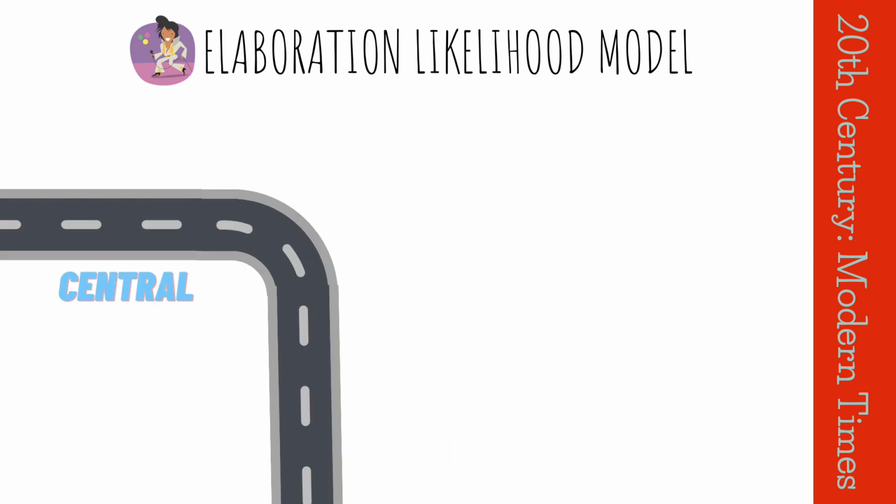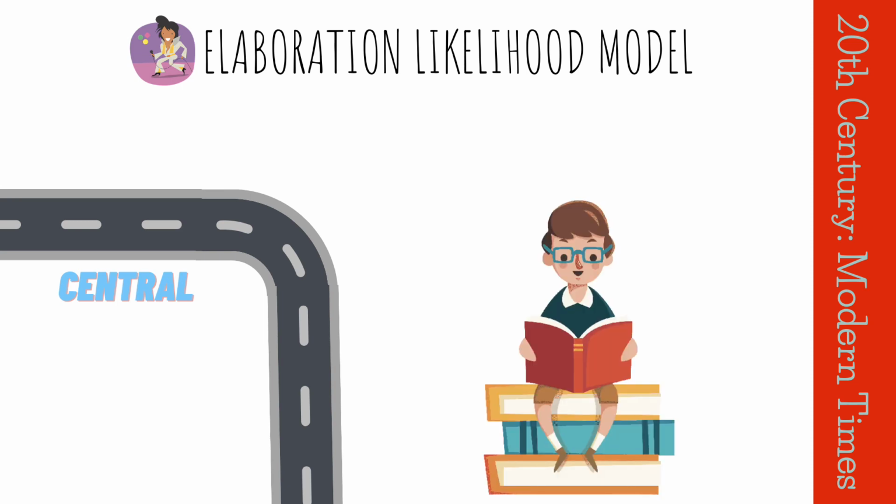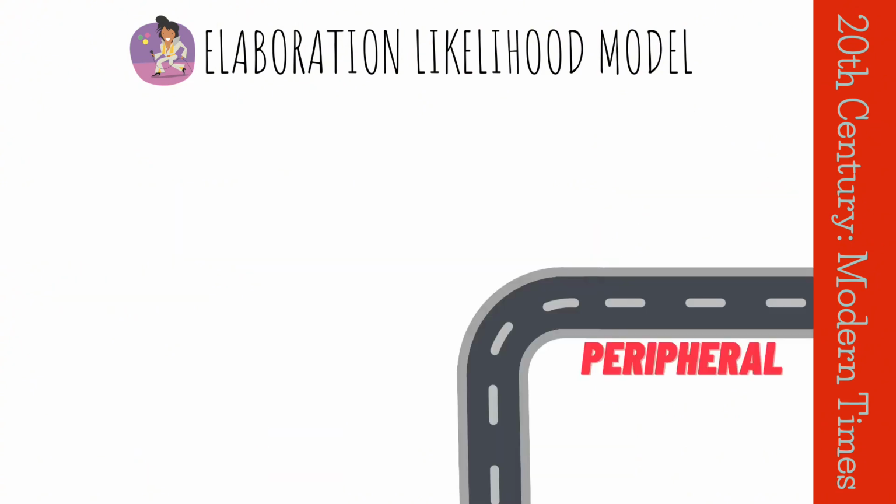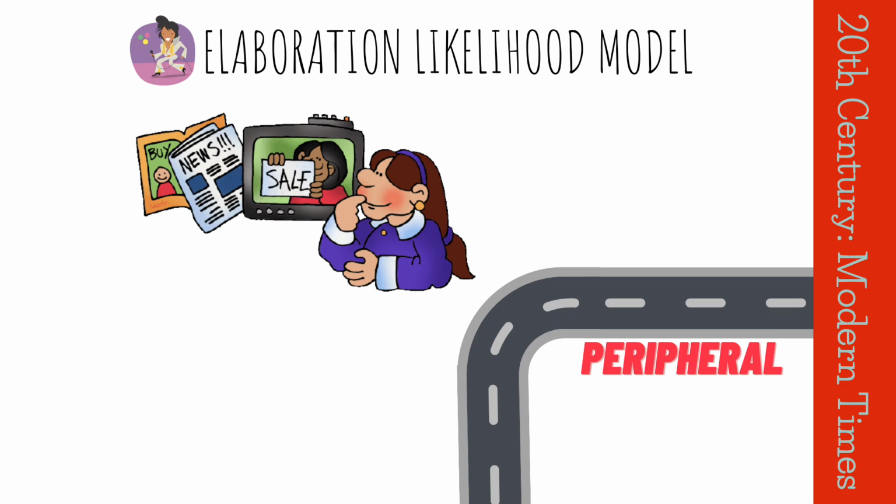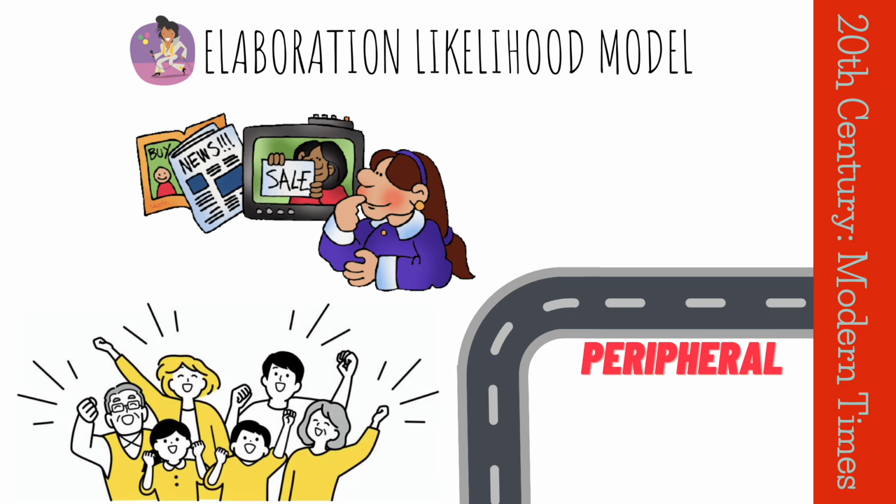The central route is when people carefully consider the arguments in a message and think about the merits of the message. The peripheral route is when people are persuaded by superficial cues, such as the attractiveness of the source or the number of people who support the message.